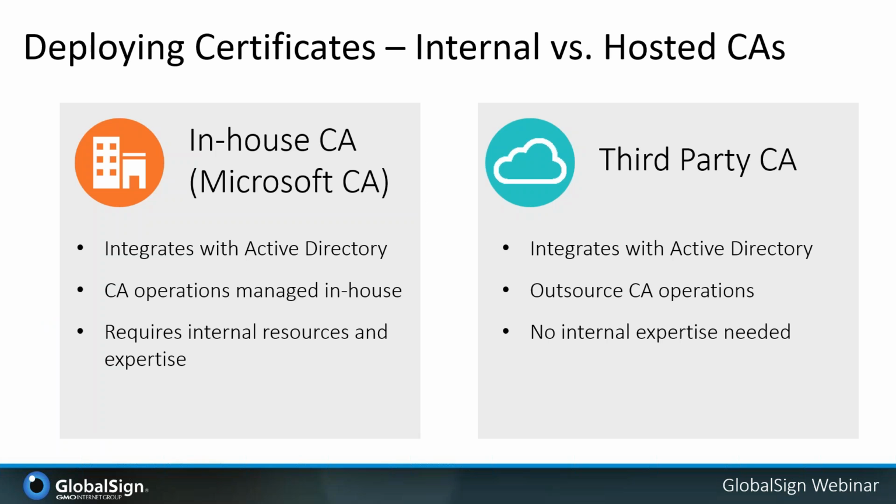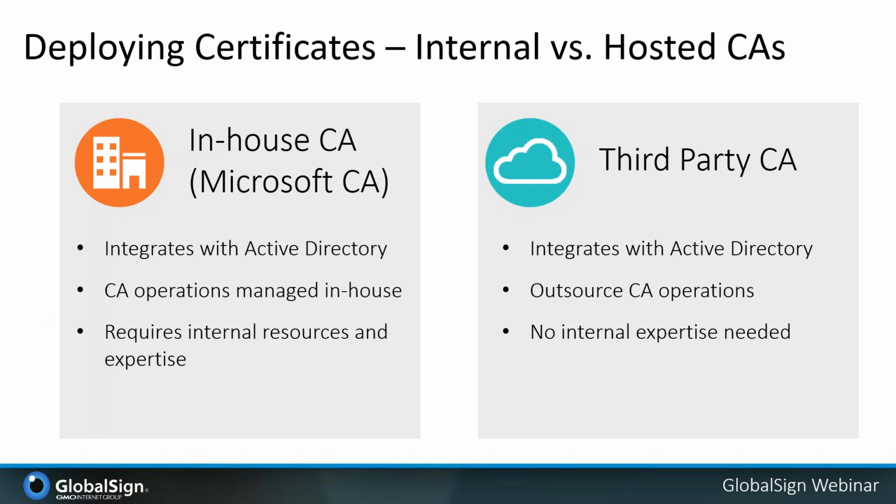So, as we discussed on leveraging Active Directory, it can really significantly help with provisioning and managing those certificates. But how do you get the certificates in the first place? Well, you have two main options, as you can see here. You can either run your own in-house CA, and this is often using Microsoft Certificate Services, or you can partner with a third-party CA, such as GlobalSign.